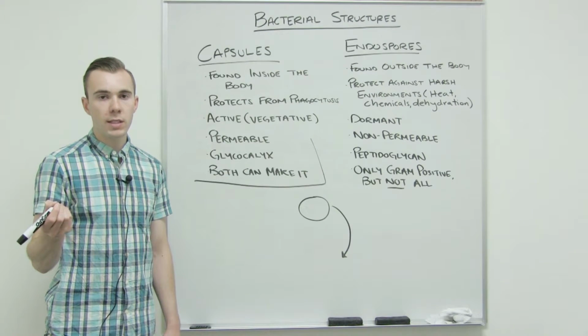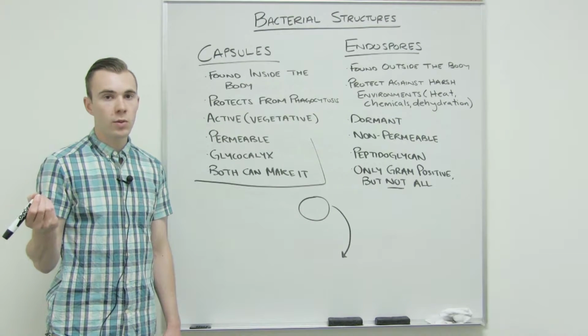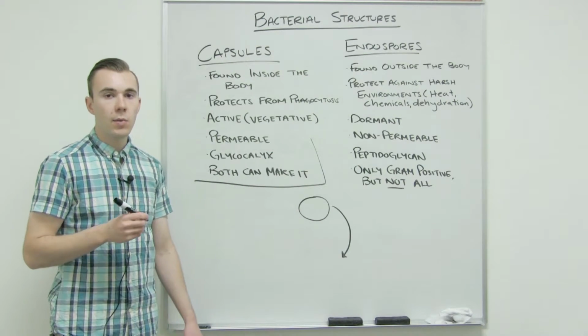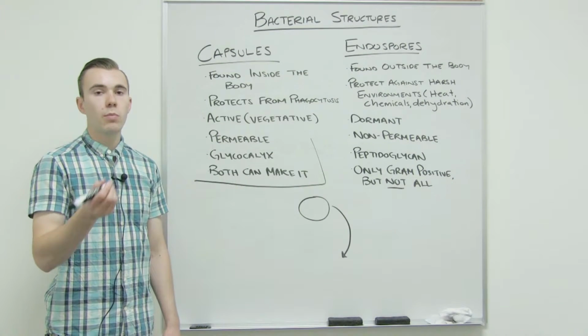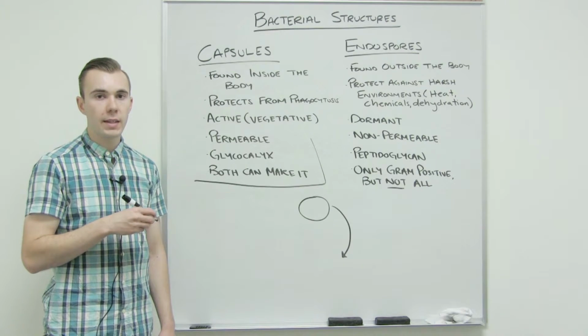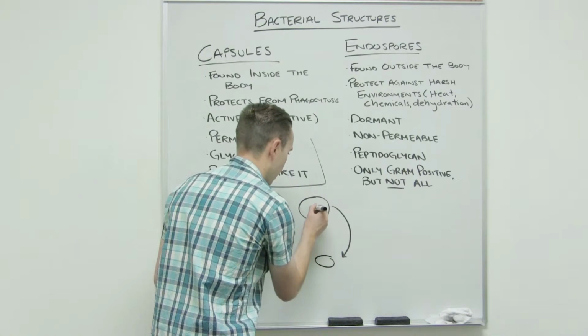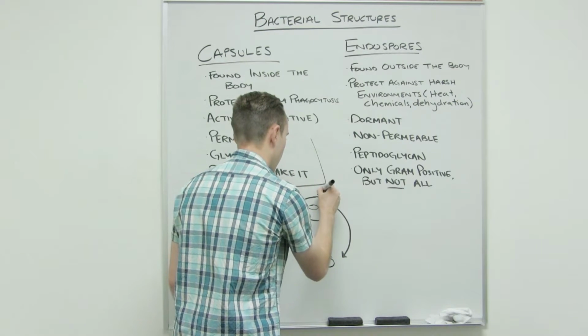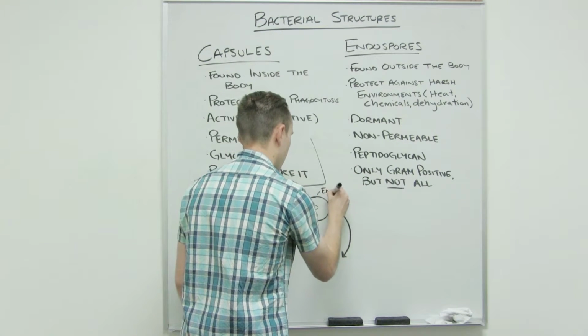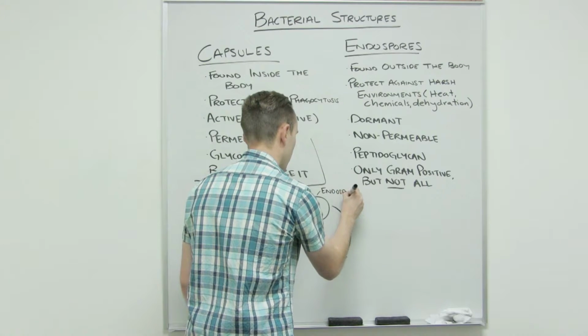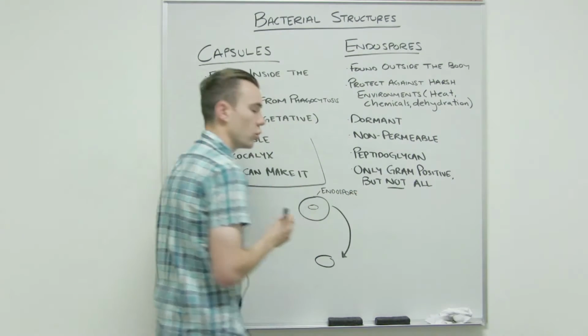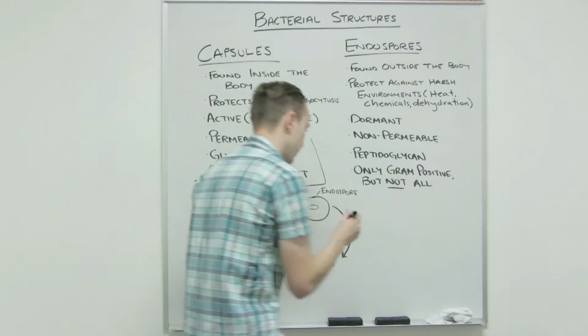Once that endospore gets in, the tetanus doesn't want to be in its endospore or its dormant state. It wants to be in an active state. So it's going to break out of that endospore and become a vegetative bacterium. And that is what we call germination.